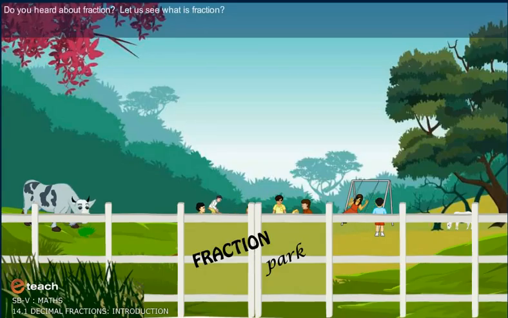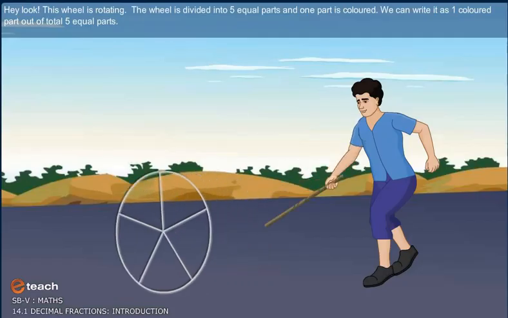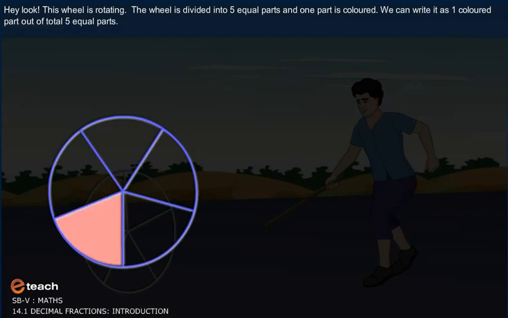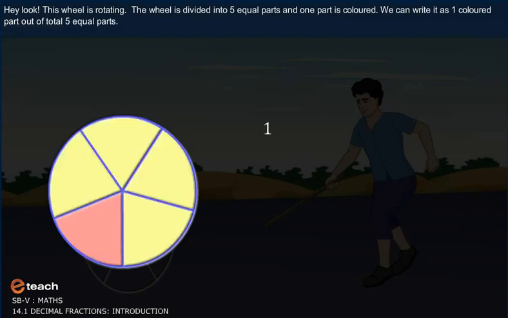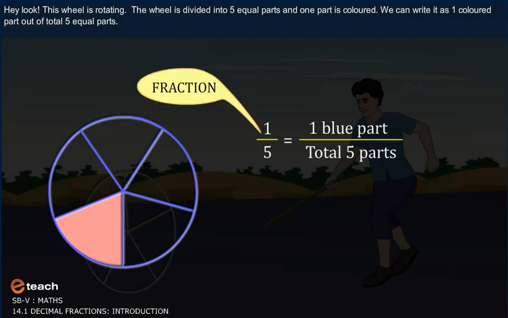Did you hear about fraction? Let us see what is fraction. Hey, look there. This wheel is rotating. The wheel is divided into 5 equal parts and one part is colored. We can write it as one colored part out of total 5 equal parts.